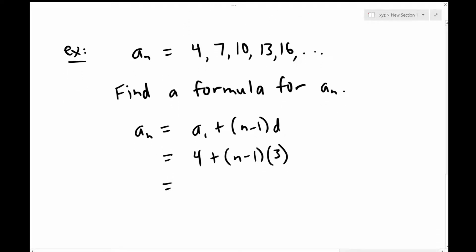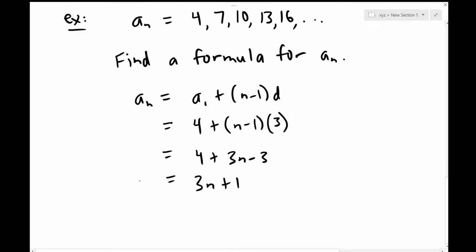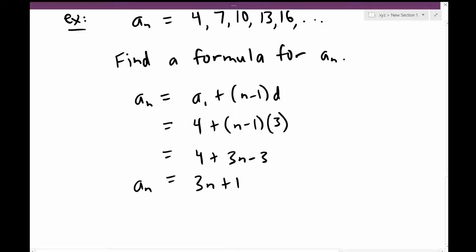Now we don't want to leave our expression like this. We do want to simplify it. So we'll distribute the 3 here to give us 3n minus 3. And then adding the 4 to that, this will simplify to 3n plus 1. And so that would be our expression for a sub n in this case.